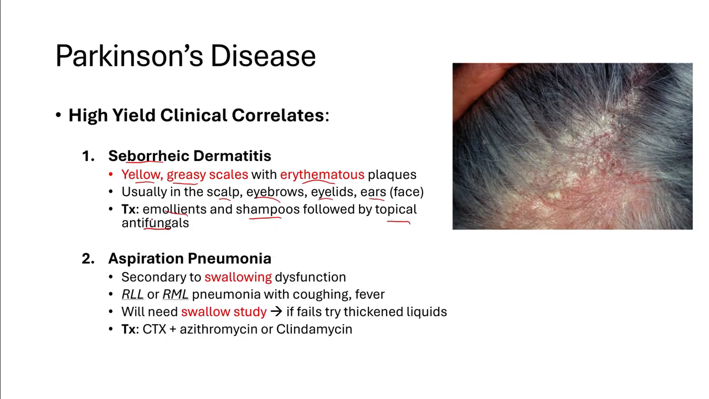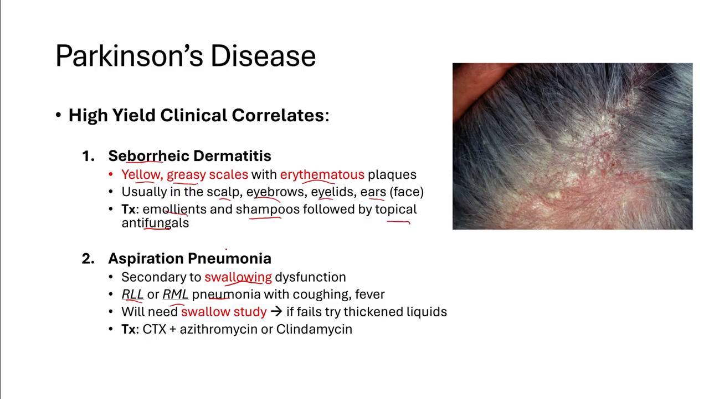Aspiration pneumonia is also a high-yield clinical correlate, and this is thought to be secondary to swallowing dysfunction. Remember, Parkinson's disease is a motor issue. Later in the course, you may affect your esophageal muscles or even just your mouth muscles. This will typically be a pneumonia located at either the right lower lobe or right middle lobe. This is classic for aspiration pneumonia, as typically what occurs is that the bronchus is more superior on the right side and much, much more vertical, so it's easier for something to get lodged in there and lead to pneumonia.